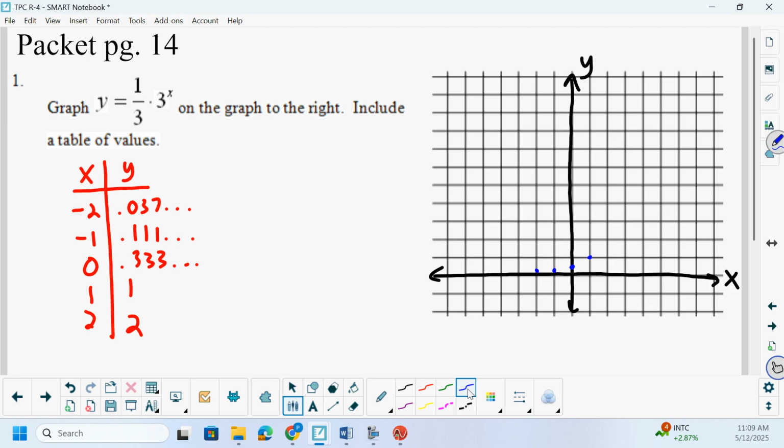Oh, I wrote the wrong thing there. That's supposed to be 2, 3. Sorry about that. Otherwise, that's not exponential. So 1, and then 2, 3. Once we have our points, connect them with a nice smooth curve. Make sure you have arrows on both ends, and we want to label our equation.